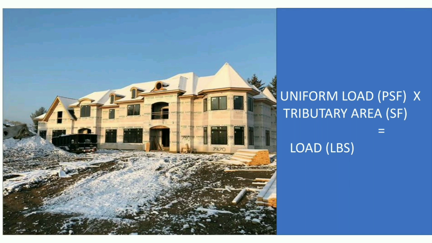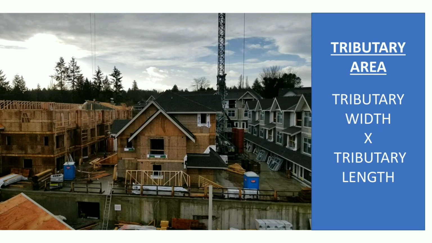Tributary area. Let's revisit tributary area before we end our discussion on roofs. Remember the equation we used to calculate total loads for horizontal surfaces like roofs and floors? It is the uniform load in pounds per square foot times the tributary area in square feet, which equals total uniform load in pounds. For the area, we need both a tributary width and a tributary length.